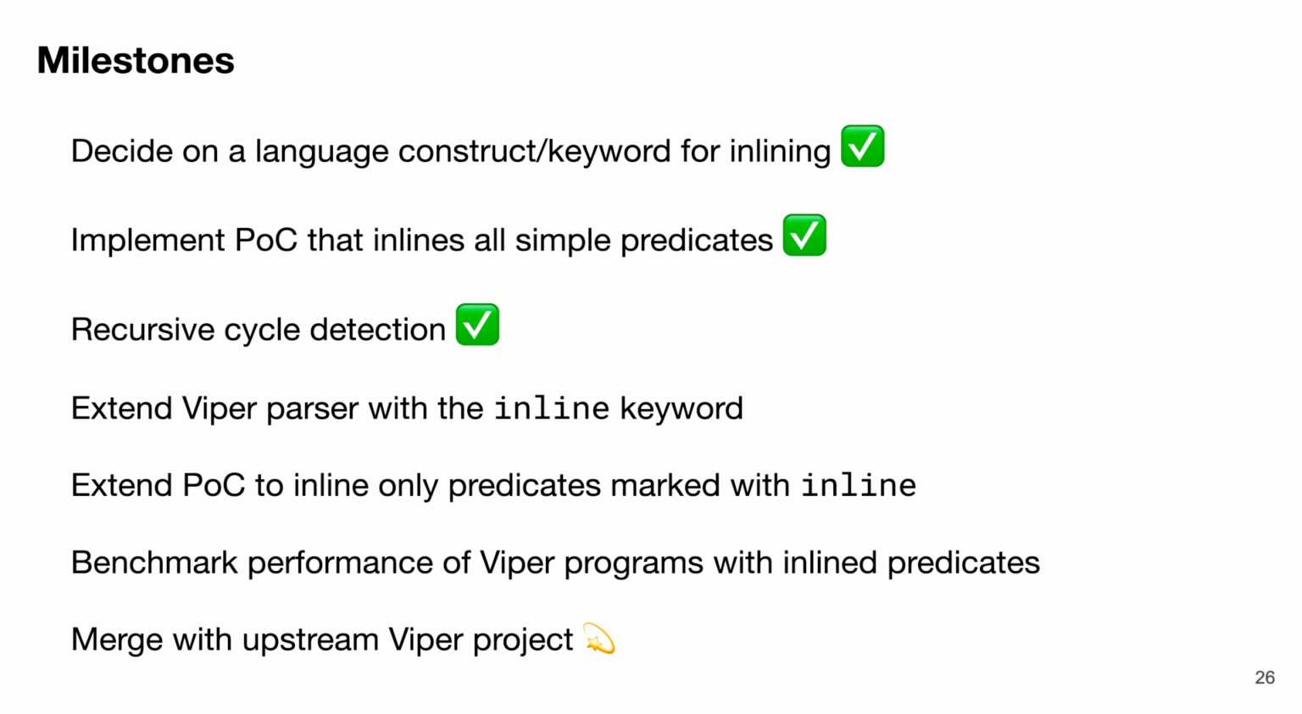So what have we done so far? We've decided on a language construct for inlining. We have a working proof of concept that performs simple inlining of all predicates, and we're able to detect recursive cycles. Next, we'll have to extend the parser with the inline keyword, extend our proof of concept to inline predicates based on the existence of the keyword, and run benchmarks. As a stretch goal, we plan to merge with the upstream Viper project.